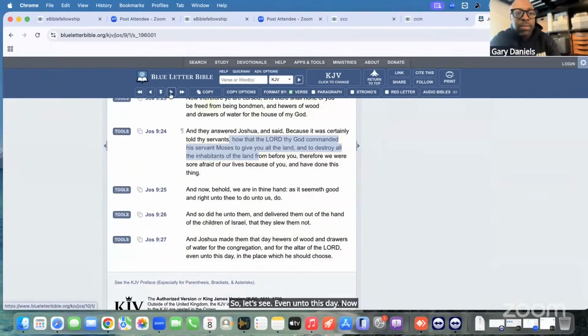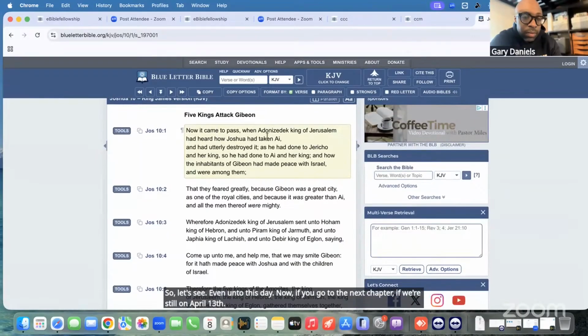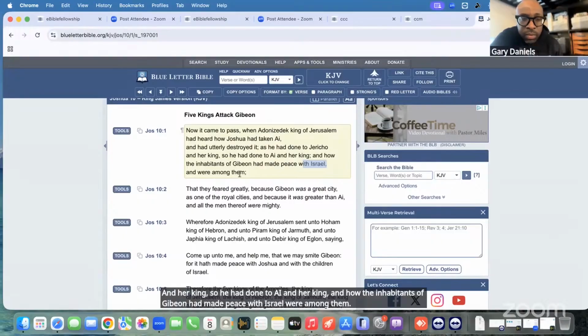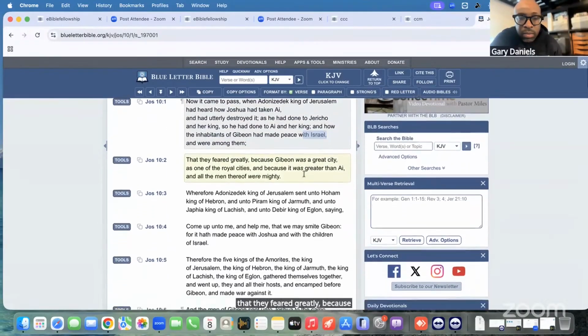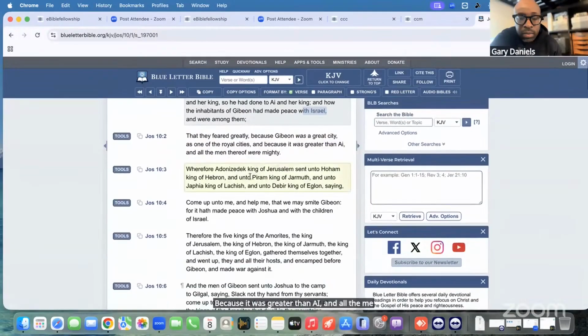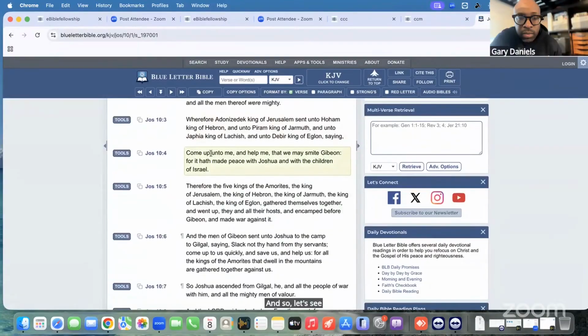Now, if you go to the next chapter, if we're still on April 13th, now it came to pass when Adonizedek, king of Jerusalem, had heard how Joshua had taken Ai and had utterly destroyed it, and as he had done to Jericho and her king, so he had done to Ai and her king, and how the inhabitants of Gibeon had made peace with Israel and were among them, that they feared greatly because Gibeon was a great city and one of the royal cities, and because it was greater than Ai, and all the men thereof were mighty. So now they're asking for help. Come up with me and help me that we may smite Gibeon, for it hath made peace with Joshua and with the children of Israel.